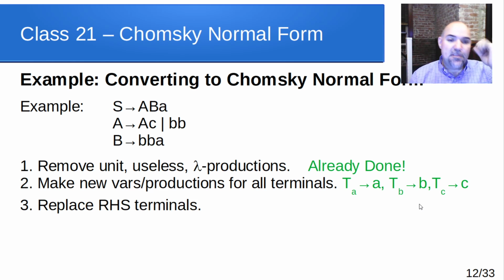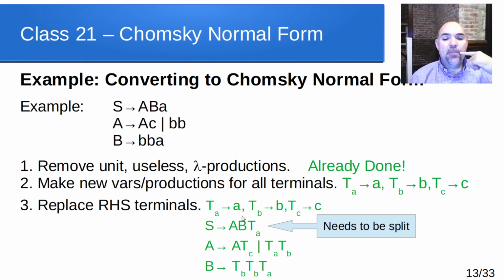Replace all the right-hand side terminals. So any production here where I see a terminal, replace it with that variable. So in this case, for example, that A at the end of this production for S is going to become T sub A. This C is going to become T sub C. This BB is going to become TB, TB. And then this BBA here is going to become TB, TB, TA. All right, so we go through that replacement and plug all those in. There's the TA being substituted for the A. Here's the TC being substituted for that C.